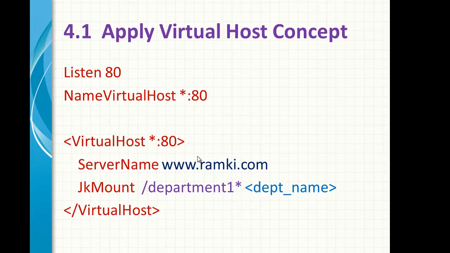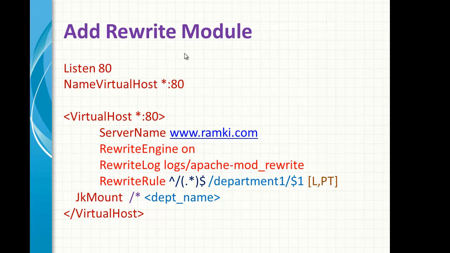For this purpose, we use the rewrite module. The rewrite module is the one engine that Tomcat provides. We need to add the rewrite module. See here, rewrite. The same one, we need to add some extra code. Now the rewrite engine is on. Now this is the log, to generate the log file for rewrite, and this is the important rewrite rule. In the rewrite rule, this is a regular expression. If it's matched, I am putting the start, then anything slash something, anything comes from the start, and this is the end. So anything that comes inside, capture that one and append it with department one.